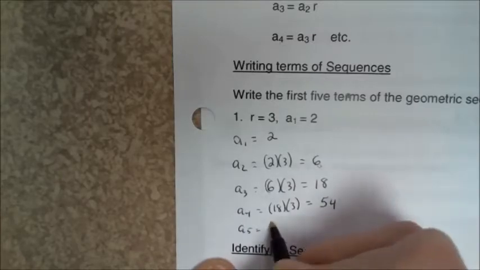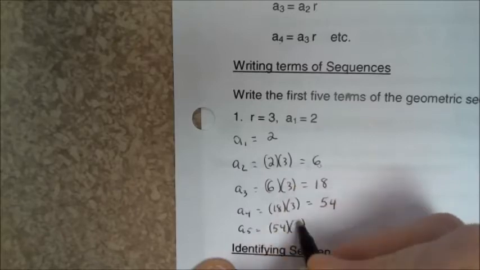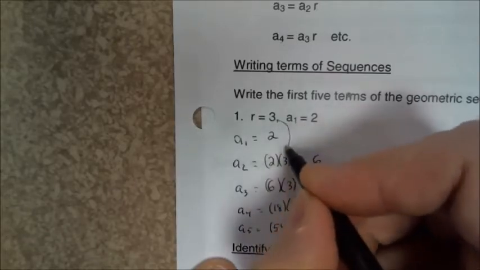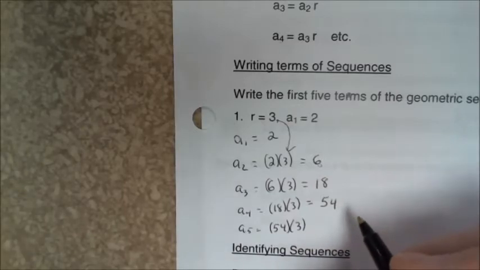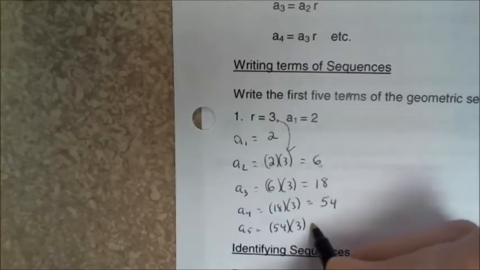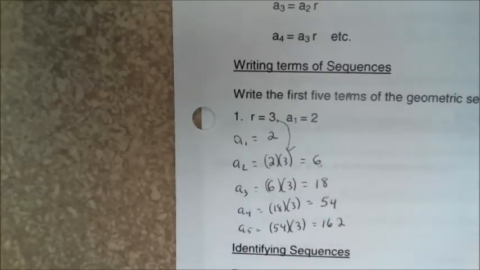And then the fifth term is that 54 times 3. You see how you're just multiplying it by the R value here? Each time, each one of these gets multiplied by 3, by 3, by 3. And 54 times 3 is 162. So that's one way of doing that.